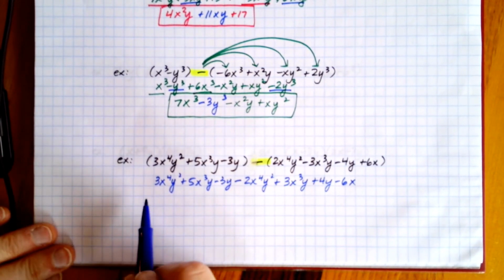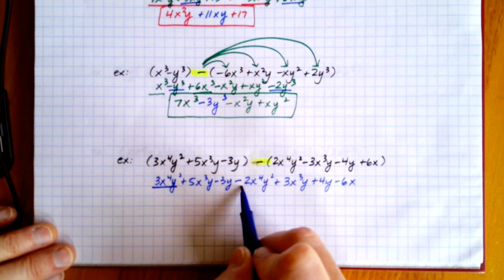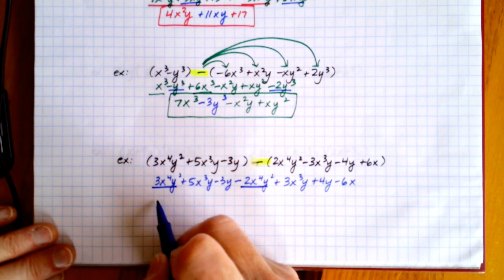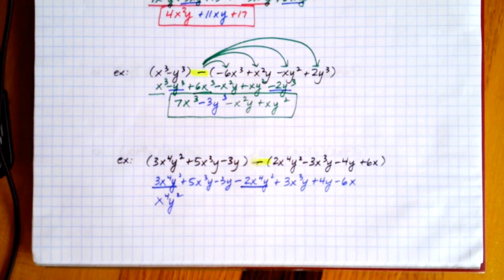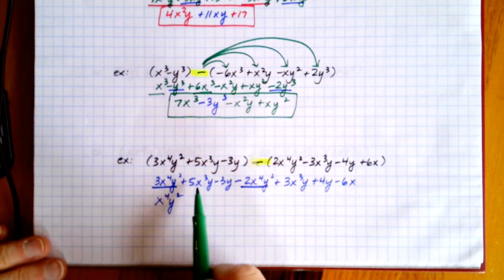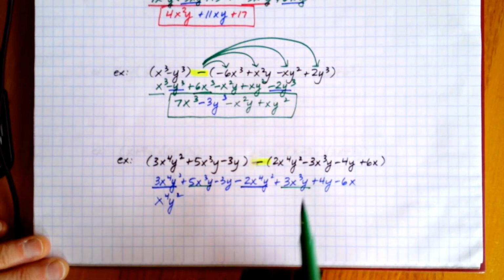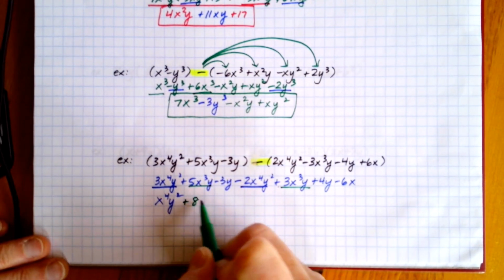So I have an x to the fourth y squared here, and then I see another term with x to the fourth y squared. So I'm going to combine their coefficients, and I'm just going to get 1x to the fourth y squared. Then I'm going to look at the next one in line here, x cubed y, and it does look like I have two terms with x cubed y. So I'm going to combine their coefficients and get 8x cubed y.